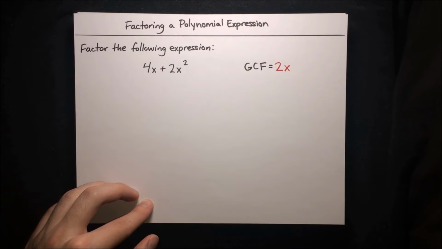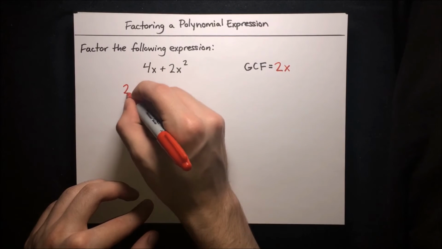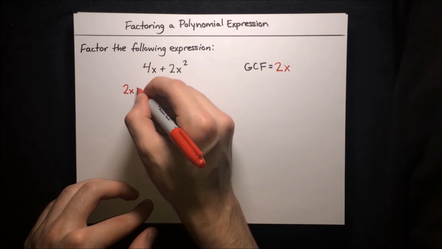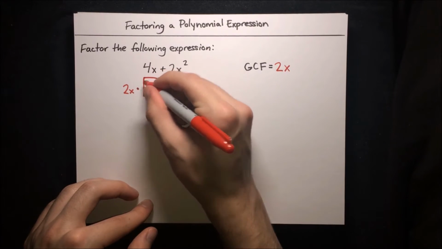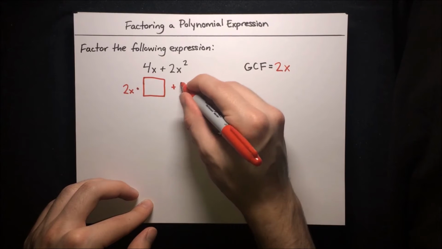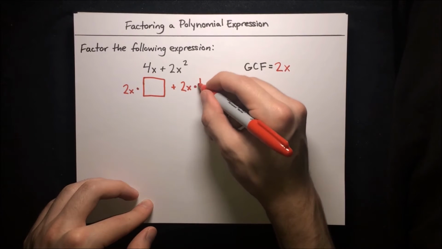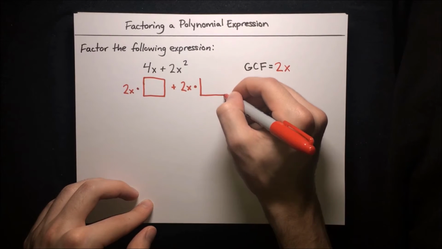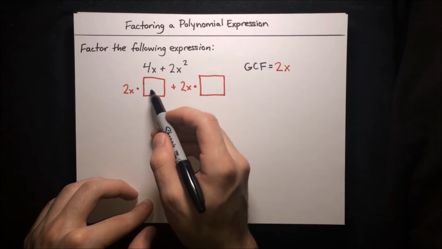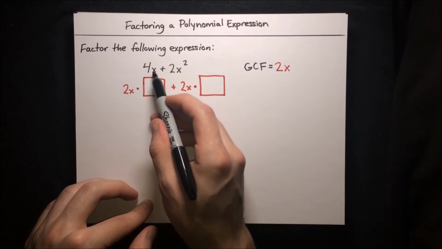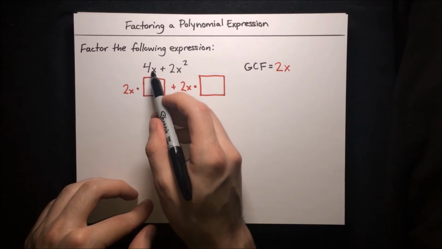Now what we're going to do is write each term as a multiple of the greatest common factor. So we'll write 2x times something plus another 2x times something. Now this first 2x times something has to be equal to 4x. So 2x times what makes 4x?